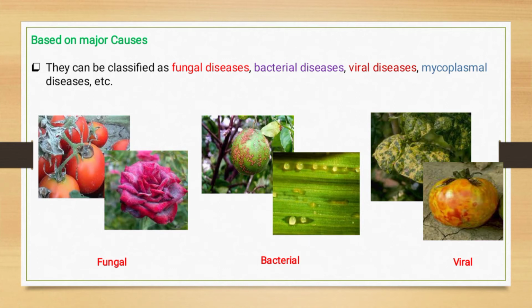Based on major causes, they can be classified as fungal diseases, bacterial diseases, viral diseases, mycoplasmal diseases. You can observe here the fungal disease images of two plants, that is tomato and rose, exhibiting the symptoms which are caused by the fungal agent. Then the second one, that is the bacterial. You can observe the oozing of the bacterial suspension from the affected leaf. Then the next one, that is the viral.